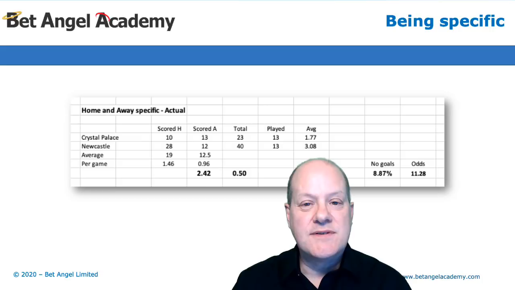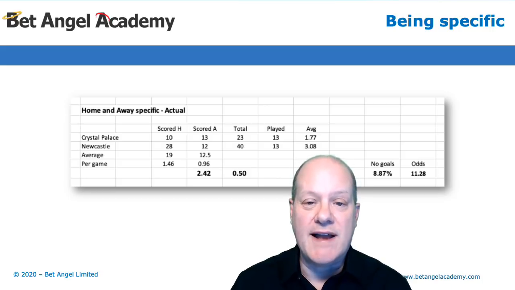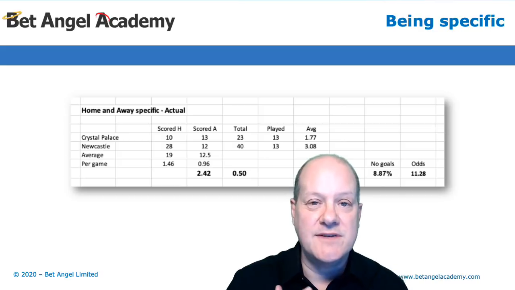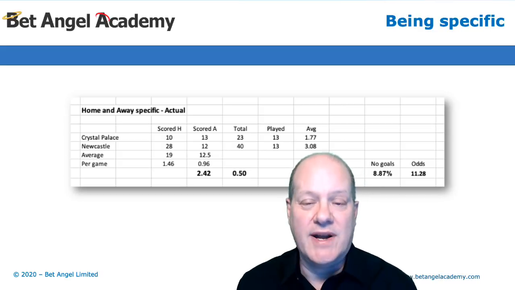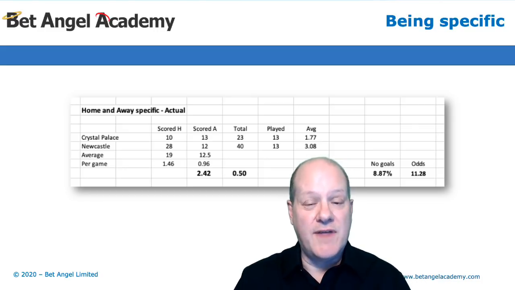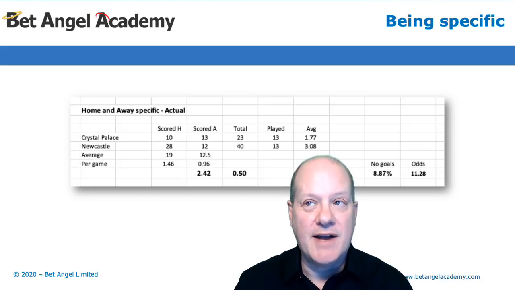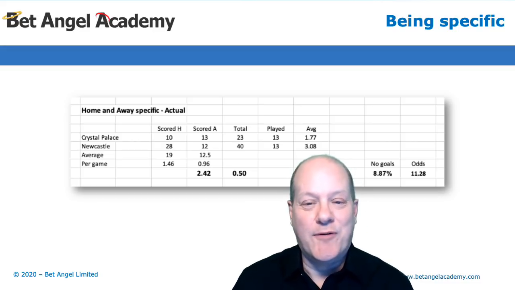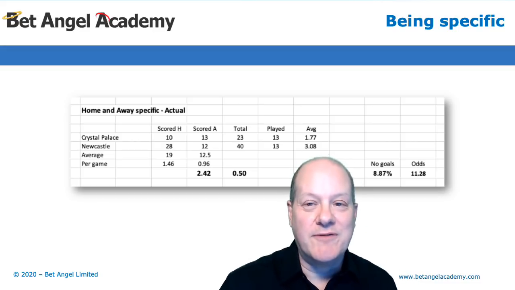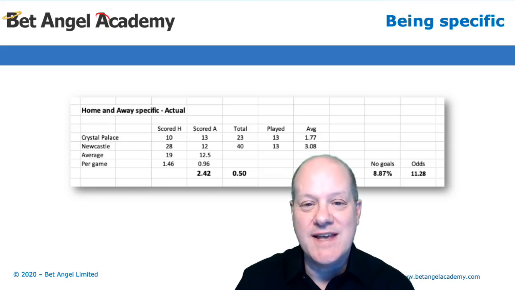Now, of course, we need to convert that into odds if you're going to do a bit of value betting. So you can see here we've taken 2.42 and we've basically said that means that there's an 8.87% chance of there being no goals within this particular match. How did we come up with that number? What magical formula did we use to convert 2.42 into 8.87?